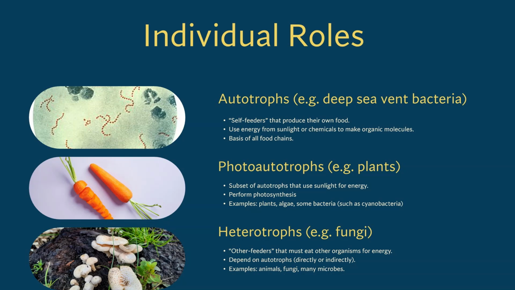Heterotrophs are organisms that cannot make their own food. They have to get energy by consuming other organisms, either directly or indirectly. Fungi are a good example of this, as we can see in this image here. They obtain energy by breaking down and absorbing organic matter from dead plants and animals. Other heterotrophs include animals and many microbes. Heterotrophs depend on autotrophs for energy. They can't exist without primary producers. Together, these roles explain how energy enters the ecosystem through autotrophs and then moves through the food web to support all life.